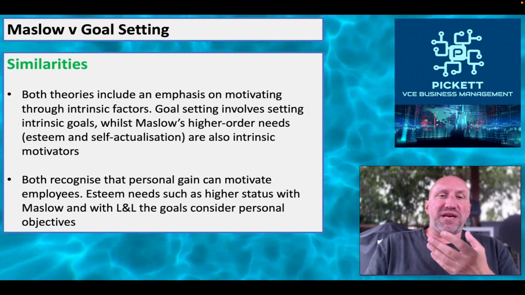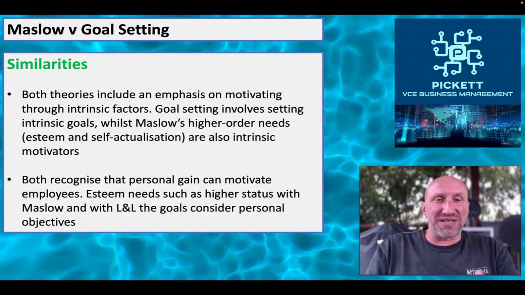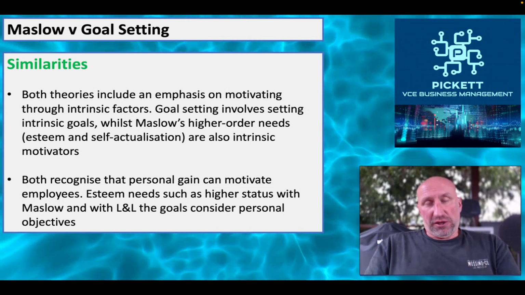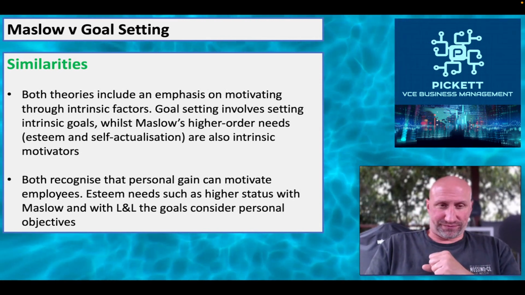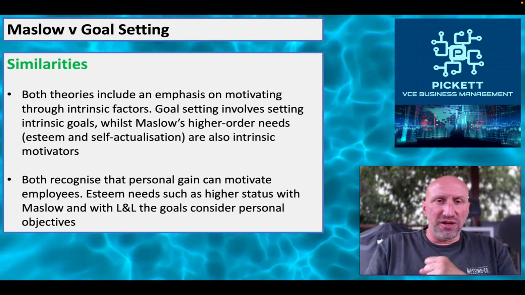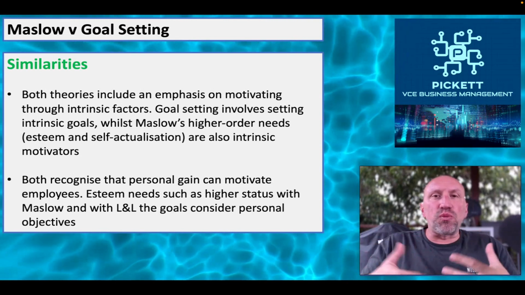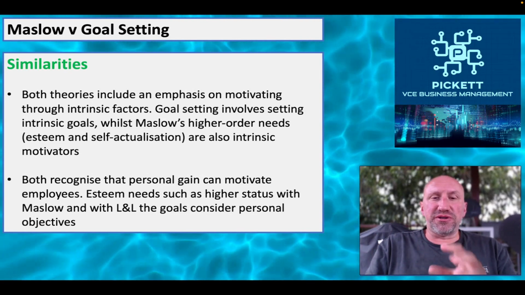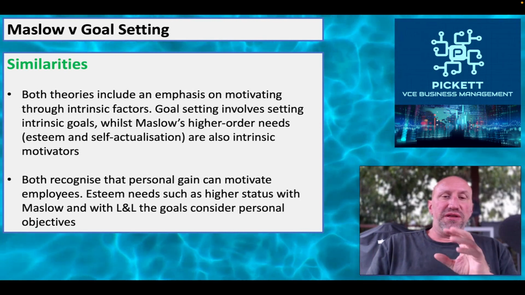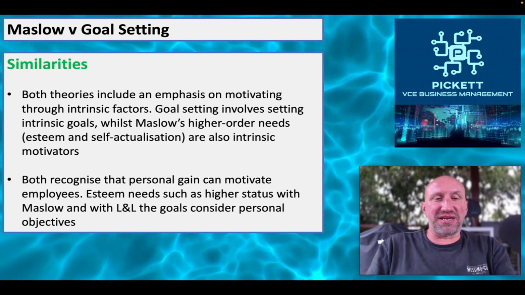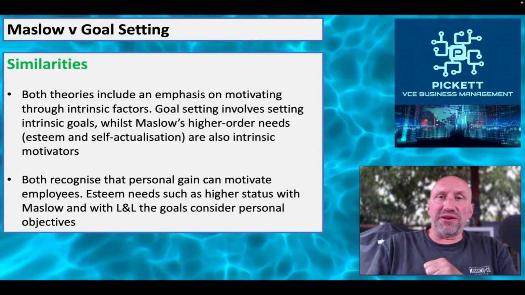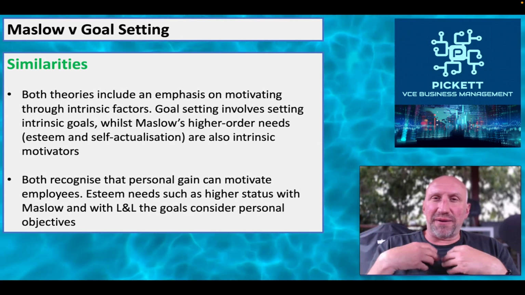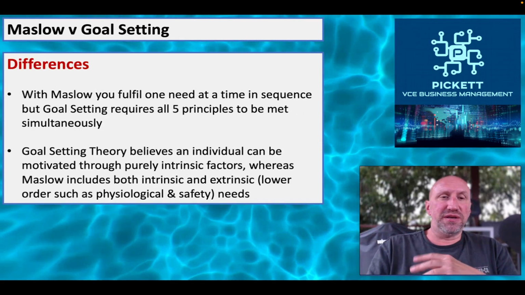Similarities. Both theories include an emphasis on motivating through intrinsic factors. Okay, goal setting involves setting intrinsic goals, whilst Maslow's higher order needs, esteem and self-actualization, are also intrinsic, come from within motivators. And also, both of these theories recognize that personal gain can motivate employees through esteem, such as high status with the Maslow theory, and with Locke and Latham, the goals consider personal objectives. So both are recognizing that personal gain can motivate employees.